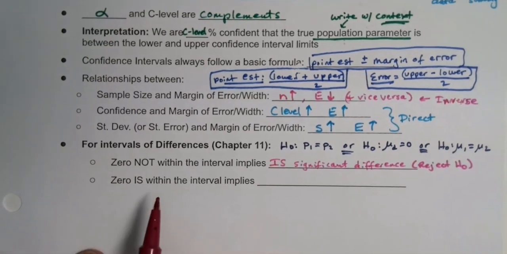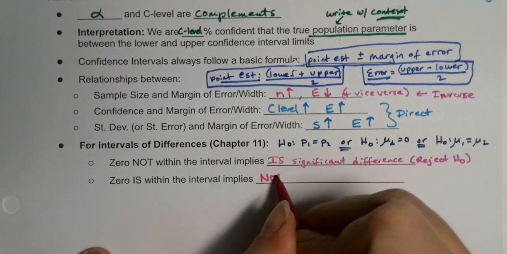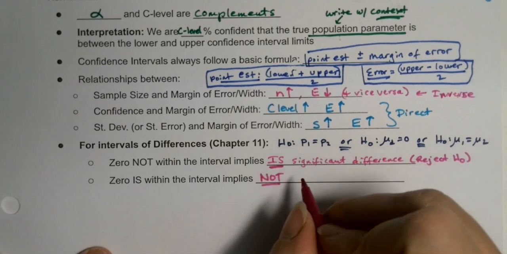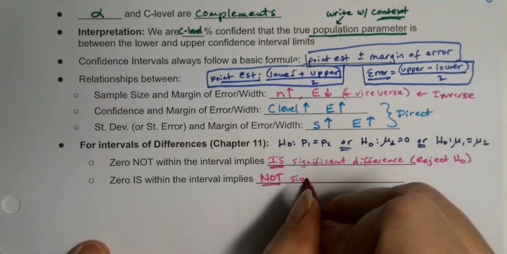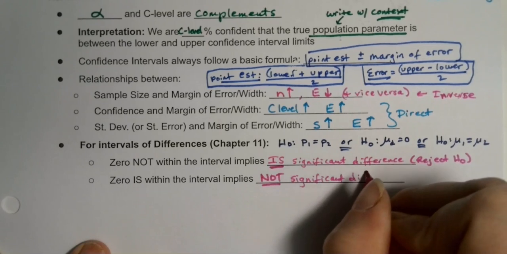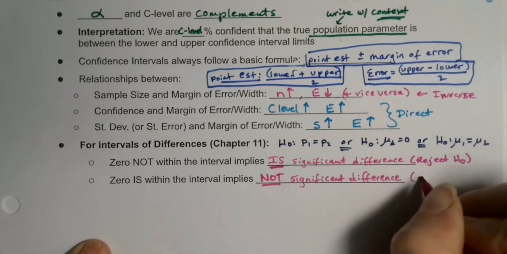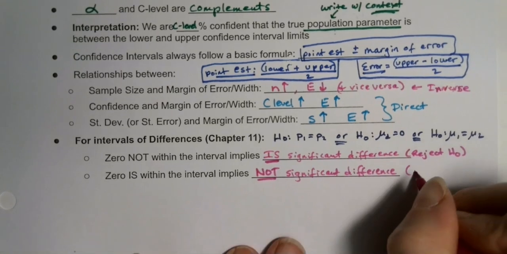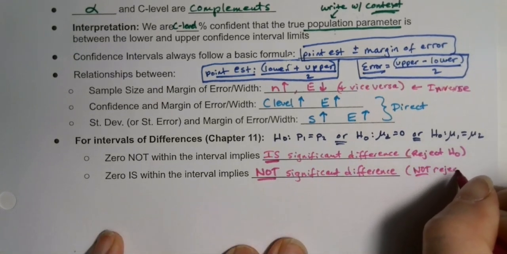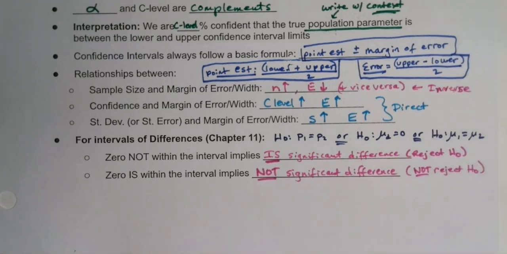If 0 is within the interval, that implies there's not a significant difference, which means we do not reject H naught. H naught stands. We said it multiple times in Chapter 11, but it's still true and it's still worth remembering here.